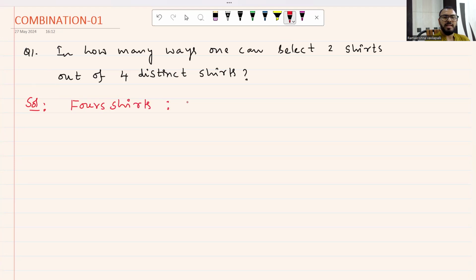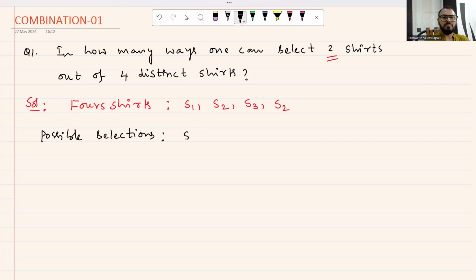Name them S1, S2, S3, S4. We want to select 2 shirts. Right. What are the possible selections? Possible selections are, here is the procedure.